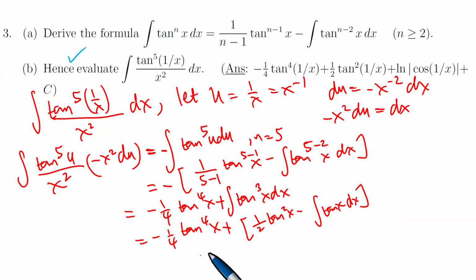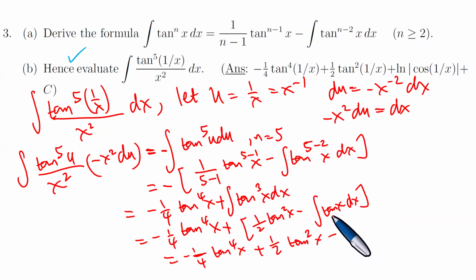So we have minus 1 over 4, and then it is plus 1 over 2 tangent squared. And then the integral of the tangent. What is the integral of the tangent? The integral of the tangent is minus the natural log of the cosine of x.